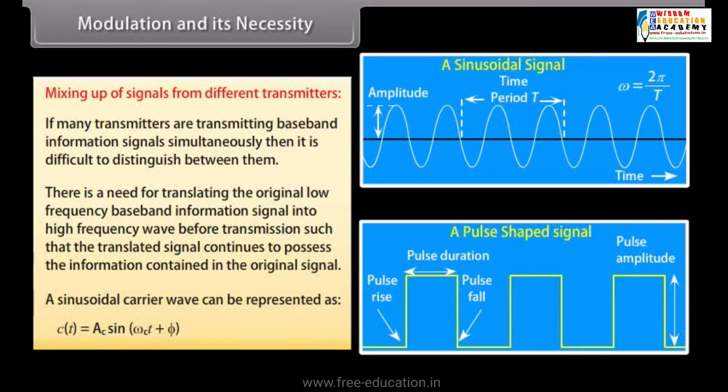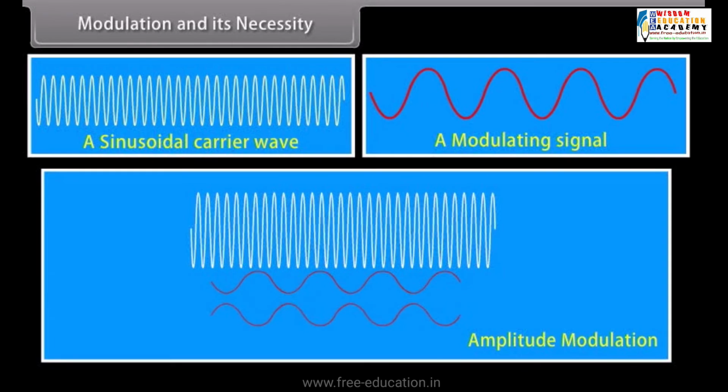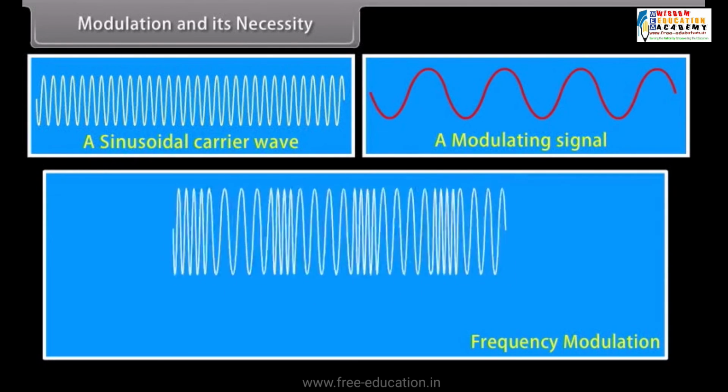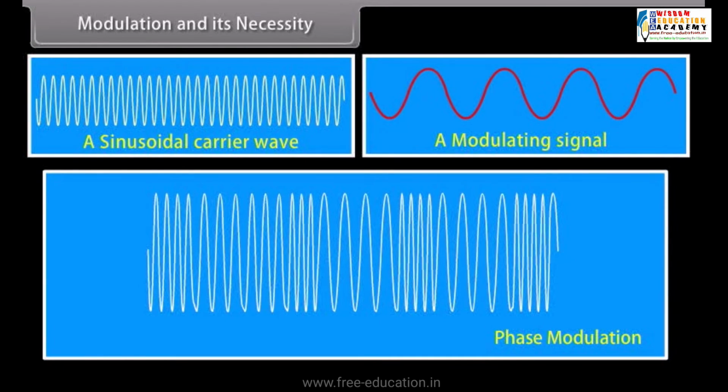A sinusoidal carrier wave can be represented as c(t) is equal to A_c sin(omega_c t plus phi). There are 3 types of modulation: amplitude modulation, frequency modulation, and phase modulation.